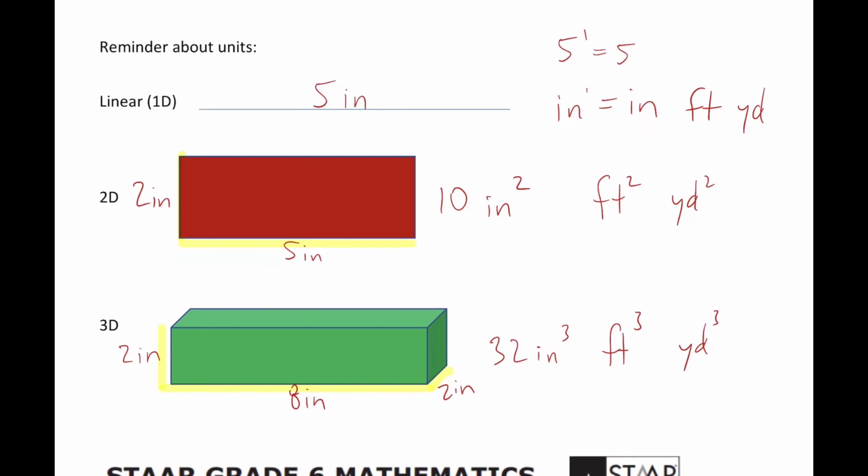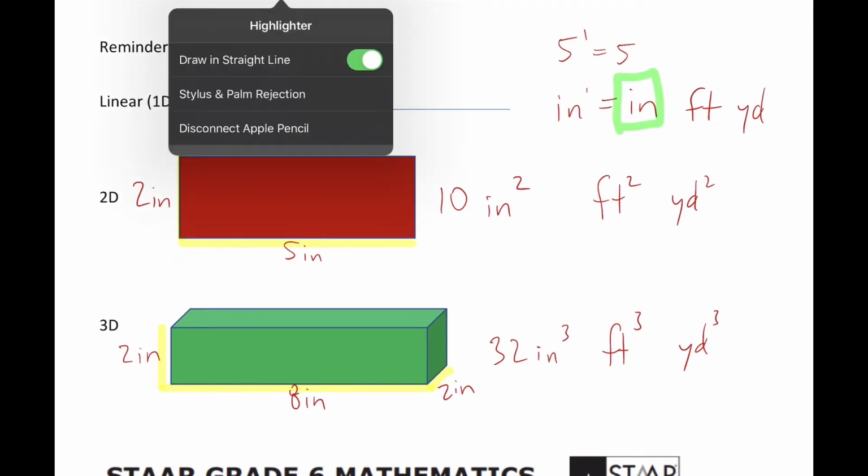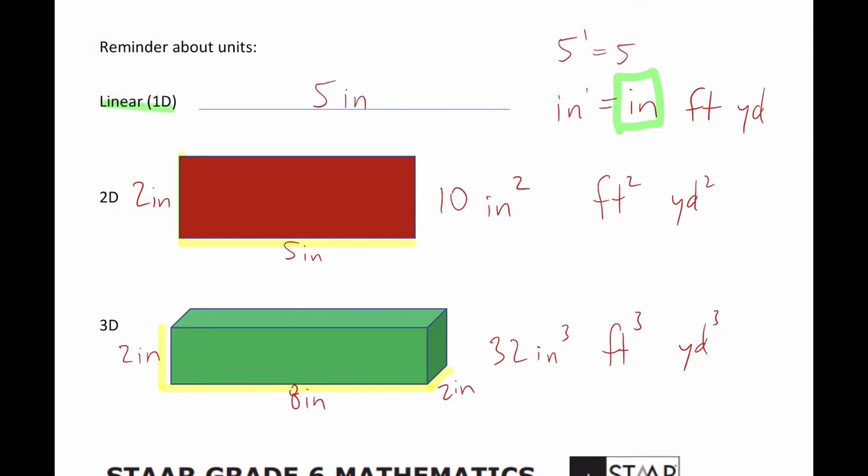But what we noticed and what we talked about briefly last week is that if I have just a linear measurement or have that hidden 1 there, if I just see inches, I know that that's linear. That's going to be a 1-dimensional object. If I see that I have this squared or 2, that's going to be a 2-dimensional object. And if I have units cubed, that's going to be for a 3-dimensional object, and I'm finding volume.